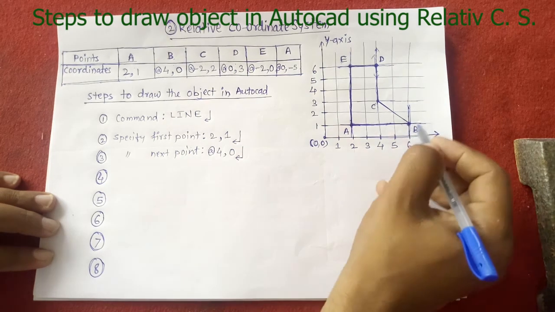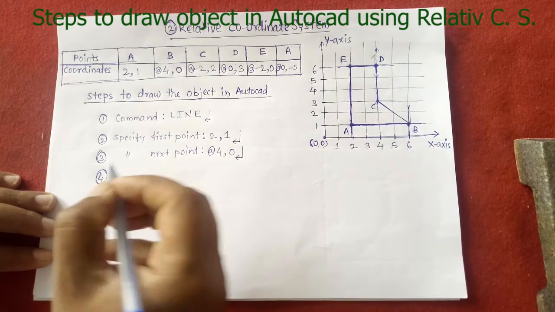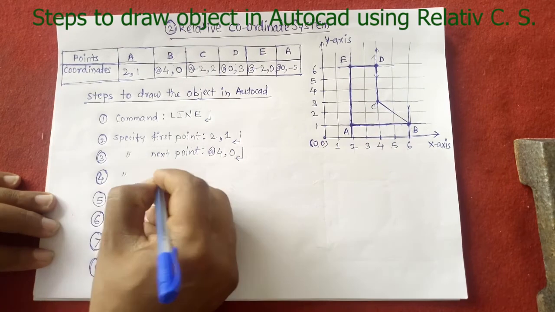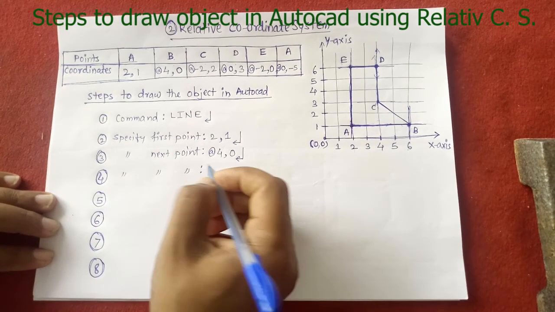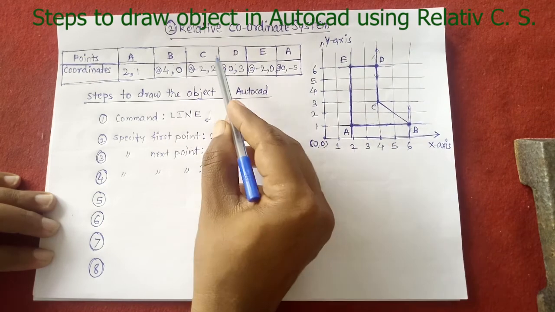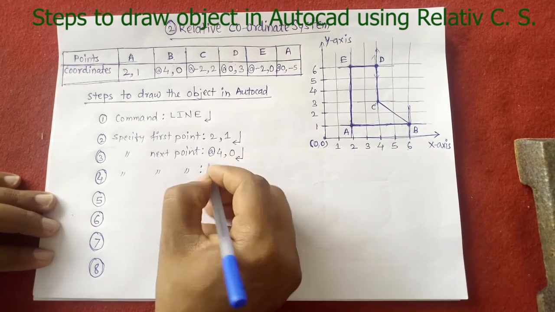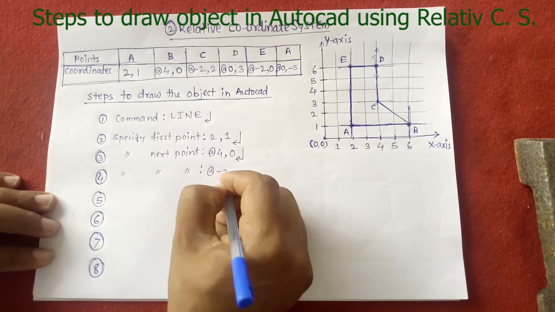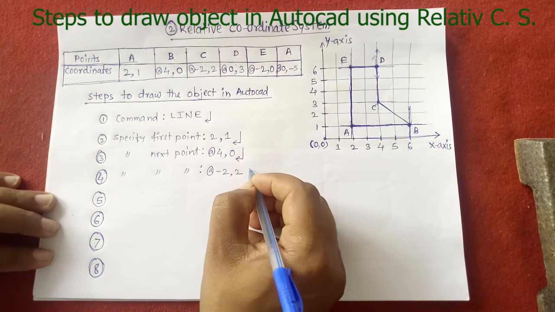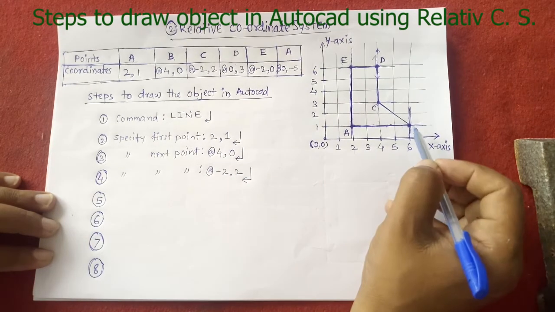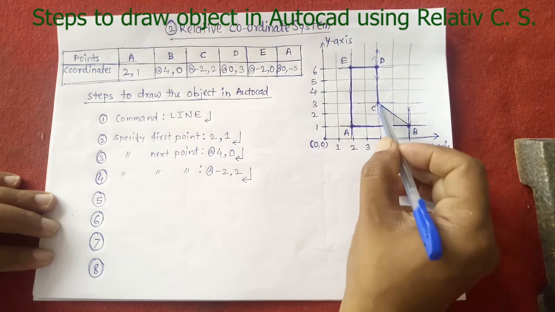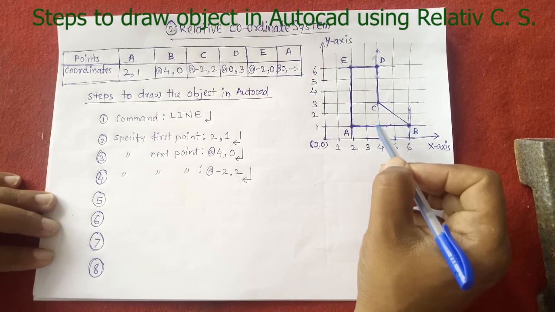Next, to draw this line B to C, system will ask us specify next point. So the next point, that is nothing but a C, and the coordinates of the point C are @-2, 2 and press enter button. After pressing enter button, the line from B to C will be drawn by the AutoCAD software.